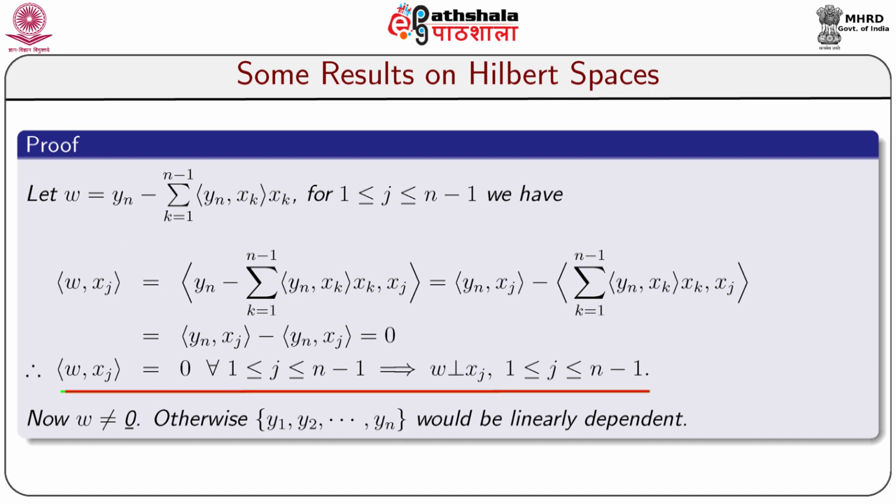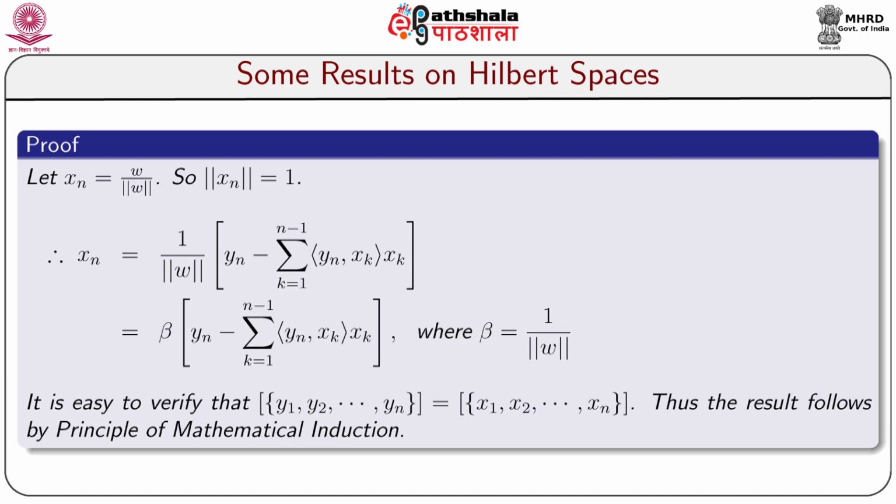So, inner product W comma xj equal to 0 for all j between 1 to n minus 1. This implies W is perpendicular to xj for all j between 1 to n minus 1. Now, W is not equal to 0, otherwise the set y1, y2 up to yn would be linearly dependent. Let us take xn equal to W by norm of W. So, norm of xn equal to 1.